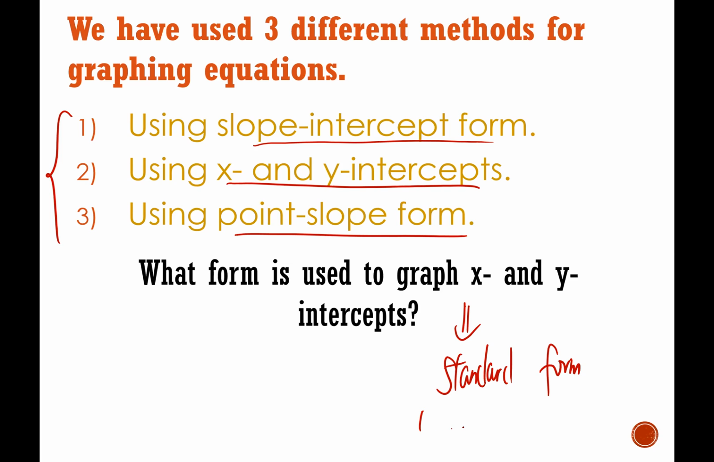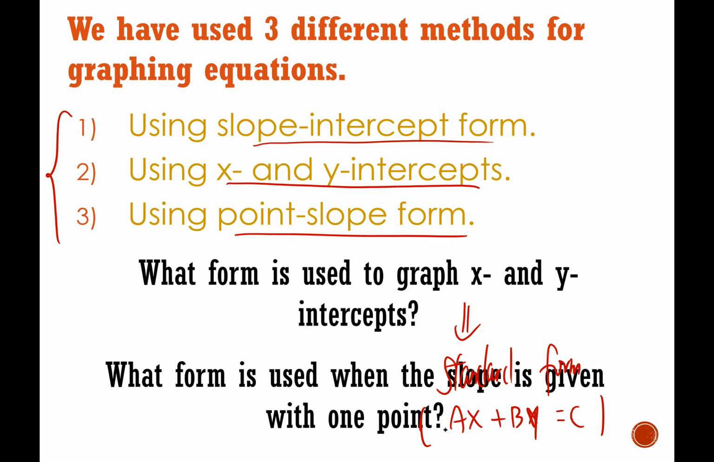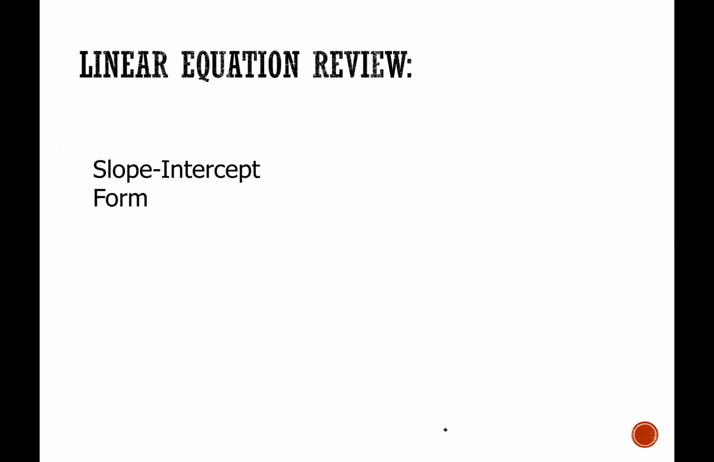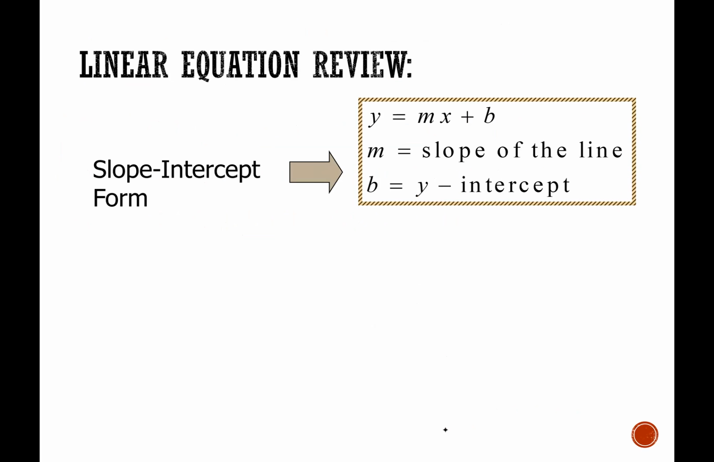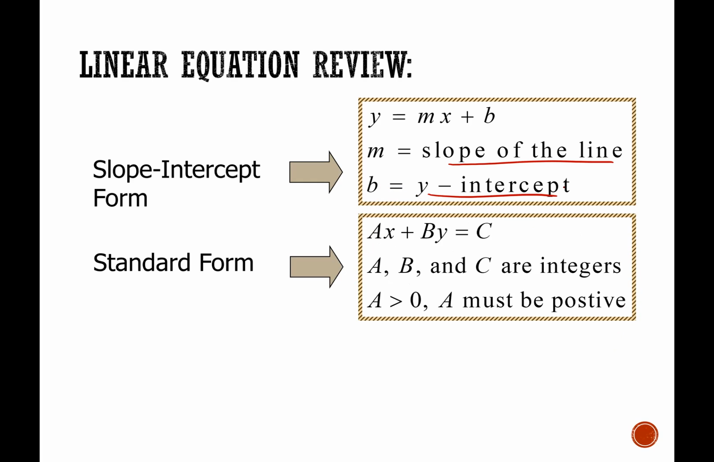Meaning ax plus by equals c. This is what we call the standard form. So to quickly review linear equations: slope-intercept form, slope of line, y-intercept, right? Both given. We have a standard form, ax plus by equals c. A, b, and c are integers, and they are all positive. Now a must be positive, right? A must be positive. Okay.